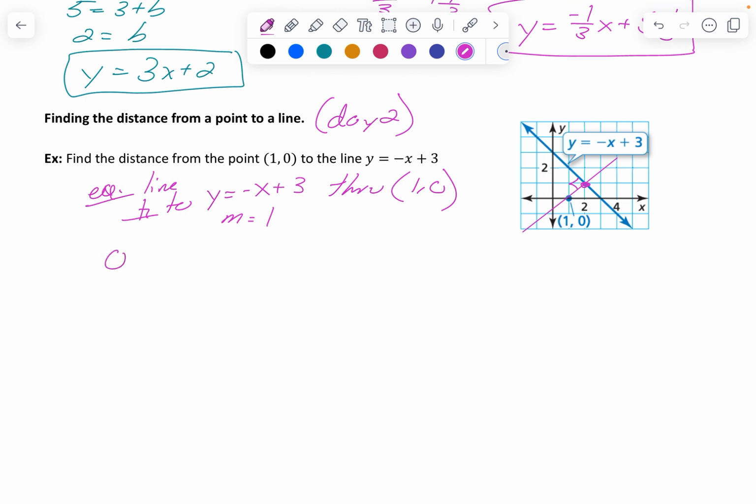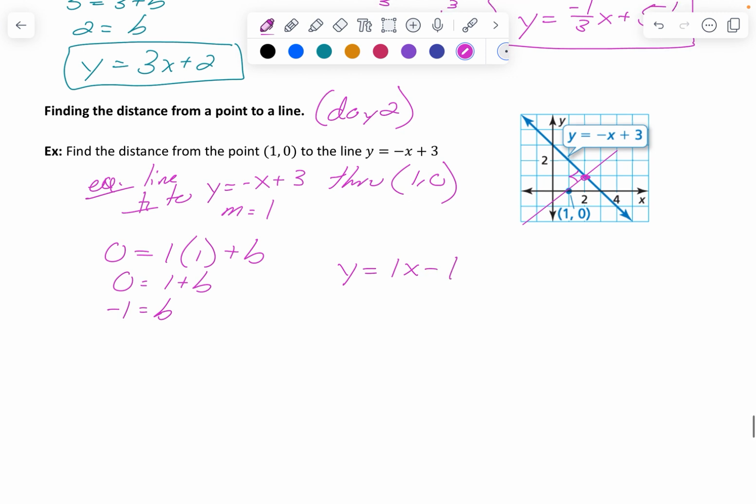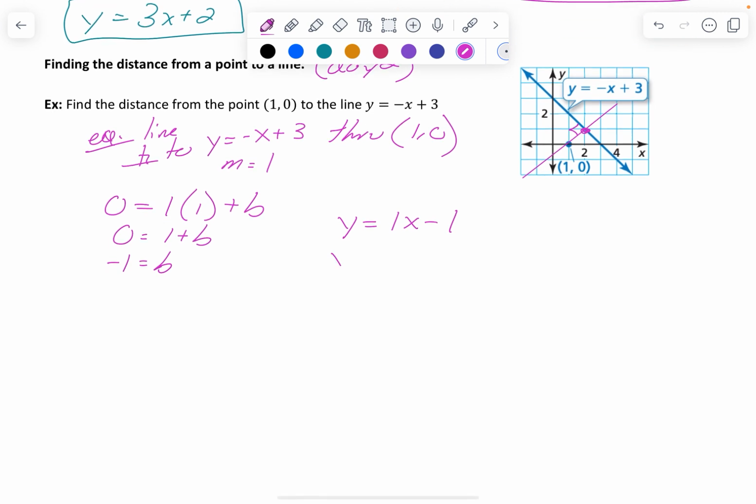So when y is 0, slope is 1, x is 1, plus b. So 0 equals 1 plus b. Looks like b is negative 1. So my equation is y equals 1x minus 1. Now my other equation is y equals negative x plus 3.